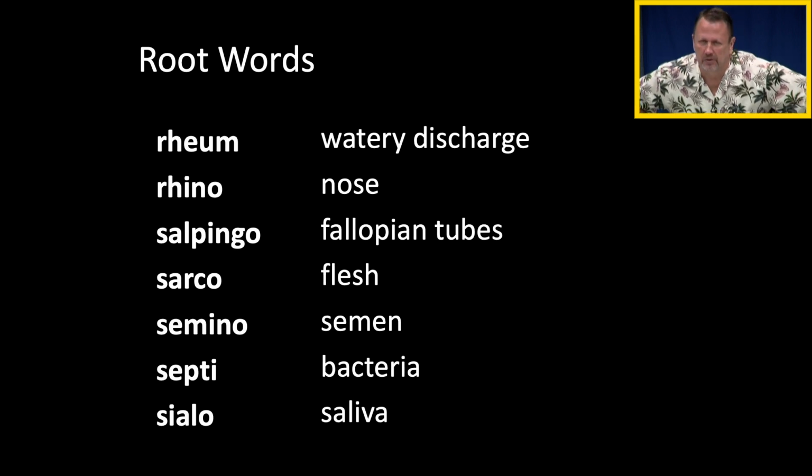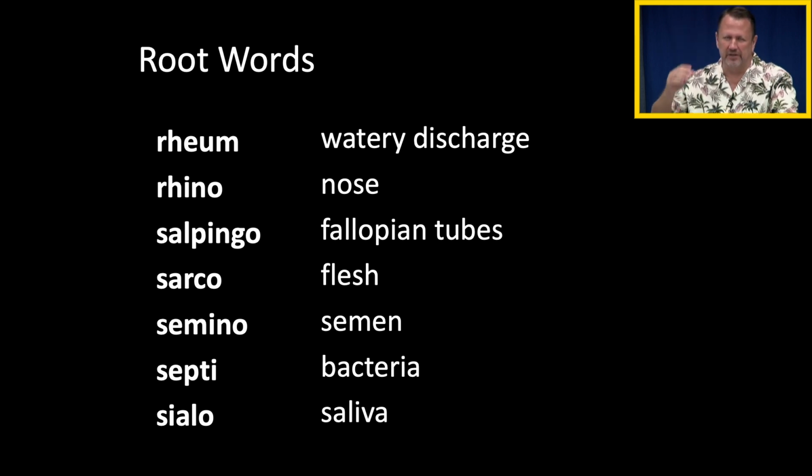Rheum has to do with a watery discharge. Rhino, like rhinitis is a cold. Rhino has to do with the nose. So rhinorrhea has to do with the watery discharge that comes from the nose. Salpingo has to do with the fallopian tubes, and so if we're doing a type of imaging to see if our fallopian tubes are open, we'll do a salpingogram.